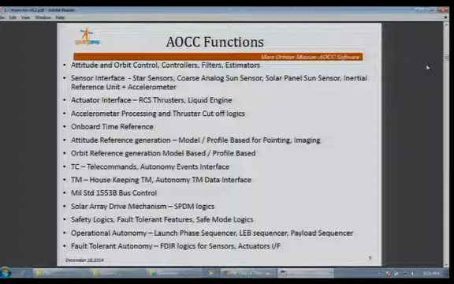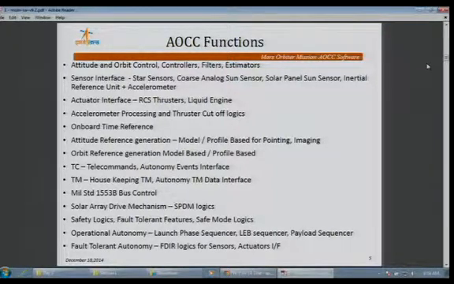And of course, the telemetry telecommand interface and the bus control function of the entire MOM spacecraft is done by the AOCC. It also takes care of the solar array drive mechanism, which ensures the pointing and generation of power, and various safety logics. This has two kinds of autonomy, which was also covered yesterday: operational, like sequencers to handle all the activities, and fault tolerant autonomy.